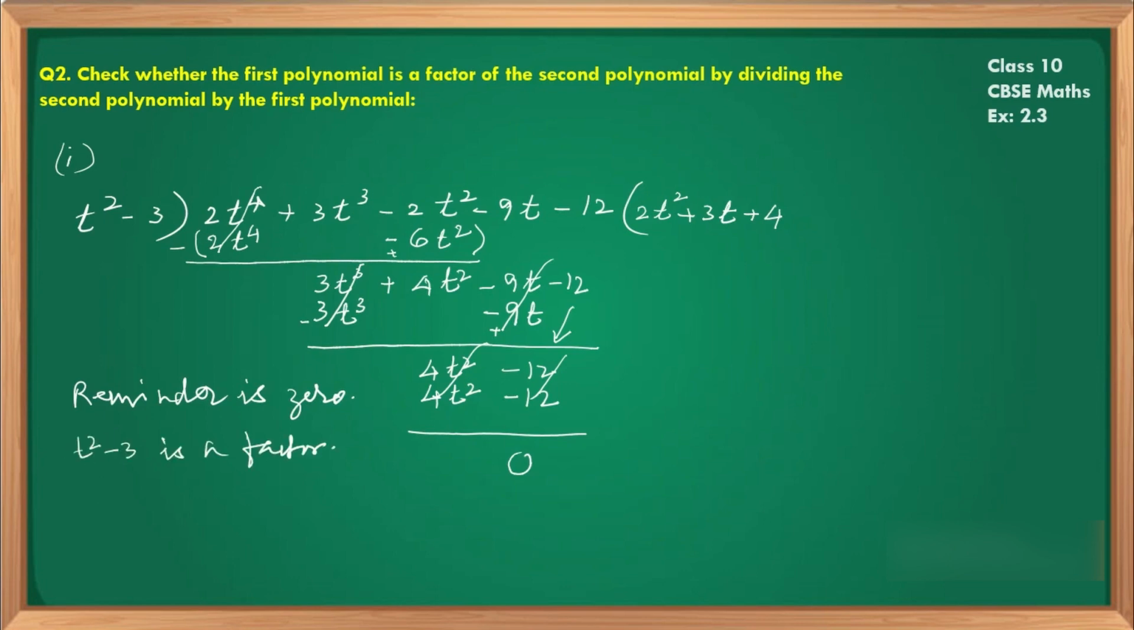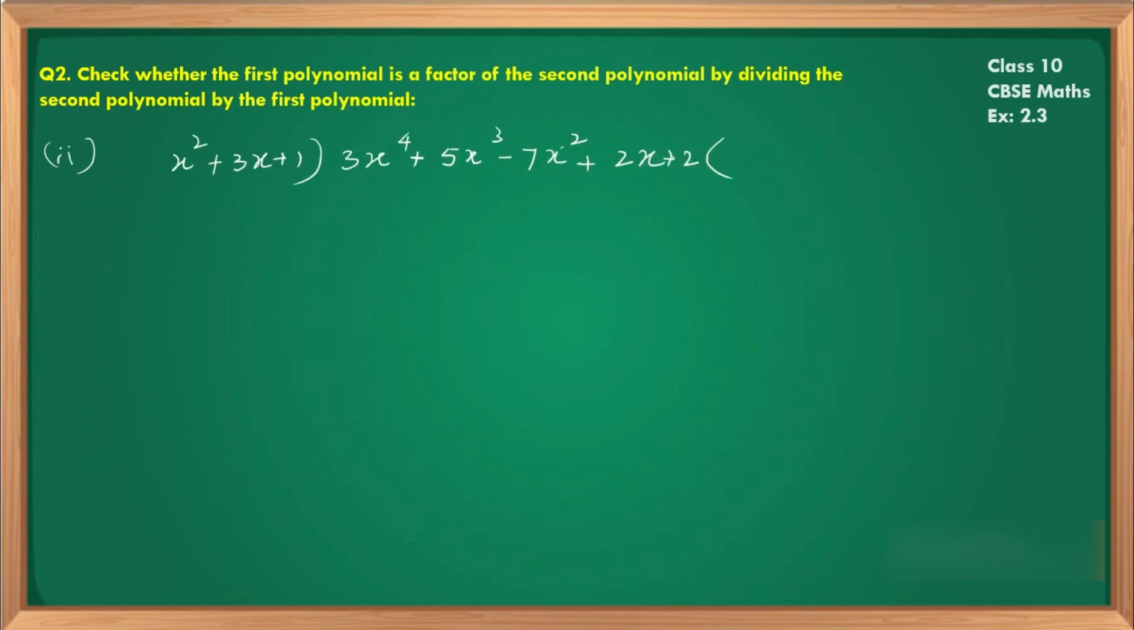Now we move on to the second sub-question. Here we have three terms, x square plus 3x plus 1. There are three terms and this is the divisor. And this second one is the dividend. Let us start the division now. We have 3x to the power 4, but in the divisor we have only x square.